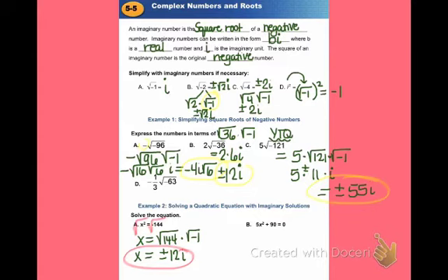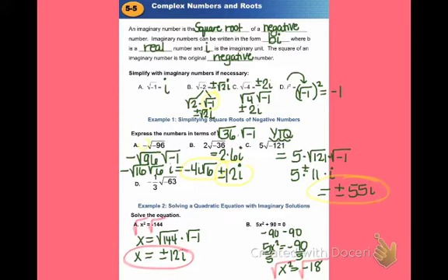So to solve this, I'm going to go ahead and subtract 90 from both sides. So I'm trying to isolate the squared term. And when I do that, I have a negative 90 on the other side, which then I could divide both sides by 5. And that gives me x squared equals negative 18. So now I'm going to go ahead and take the square root of both sides, which this time I don't have a perfect square. I'm going to have to do a little work on.